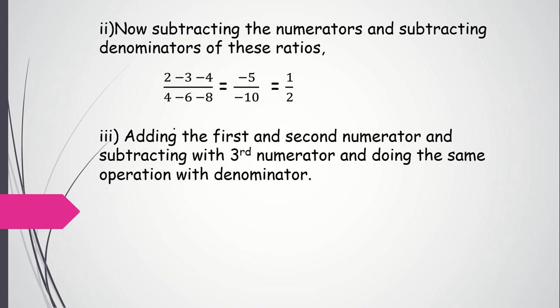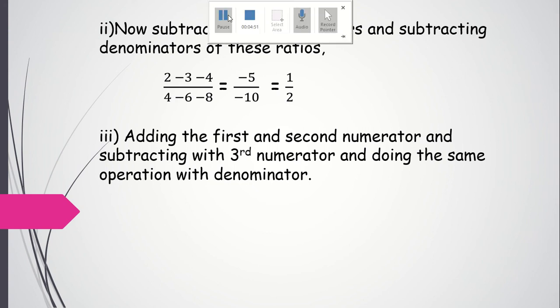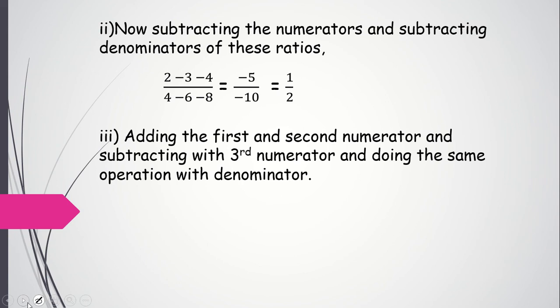Adding the first and the second numerators and subtracting the third numerator, and doing the same operation with the denominators. So first and second numerators we have added, and the third one we have subtracted from it. 2 plus 3 is 5, 5 minus 4 is 1, 6 plus 4 is 10, 10 minus 8 is 2. So this ratio is also equal to half. So in that case also it is true.